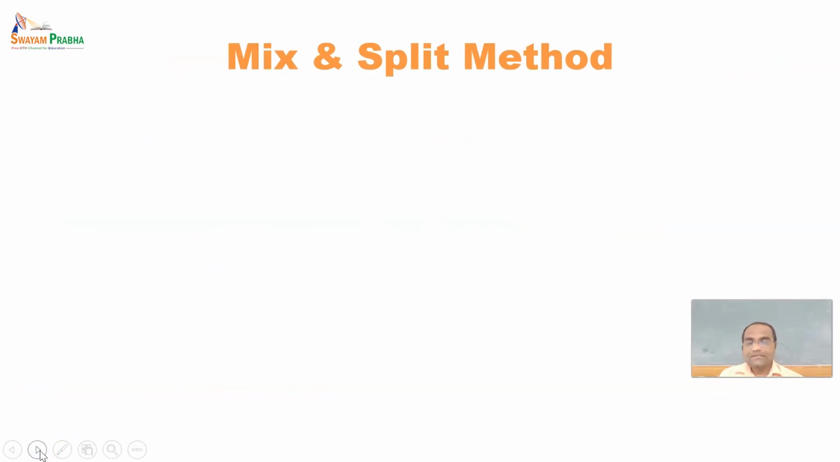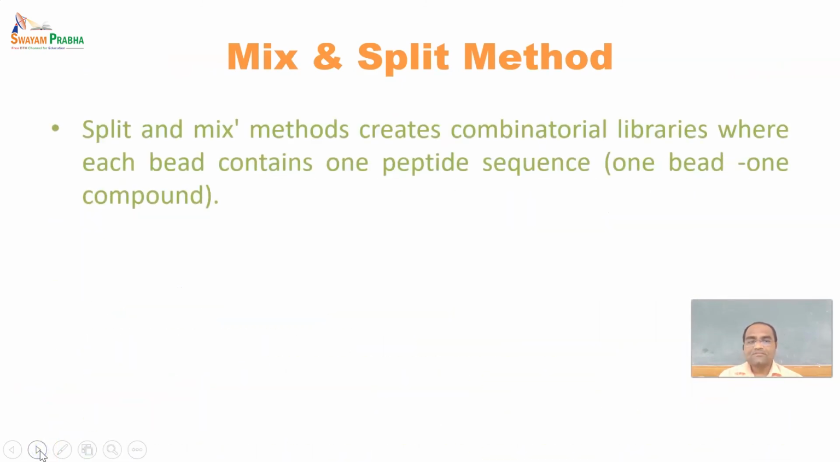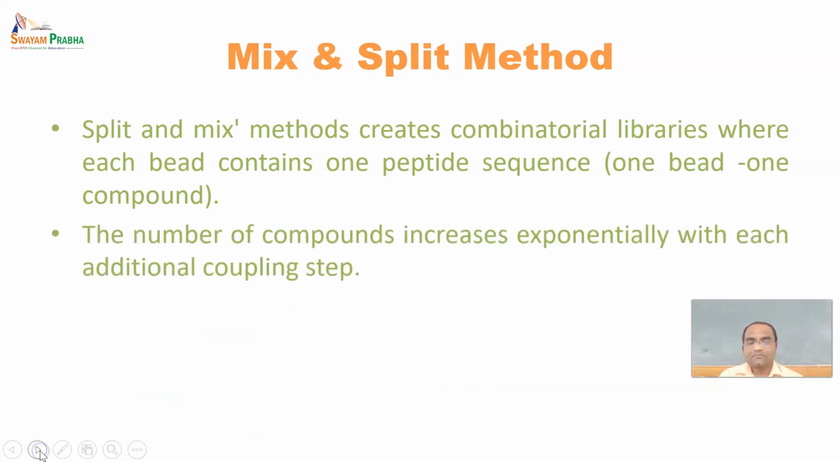Next method is the mix and split method. The mix and split method creates combinatorial libraries where each bead contains one peptide sequence, one bead, one compound. The number of compounds increases exponentially with each additional coupling step. So this can be understood by a figure, how it increases exponentially.